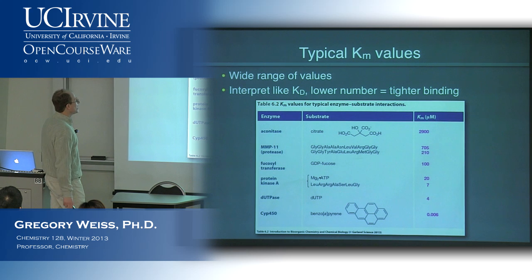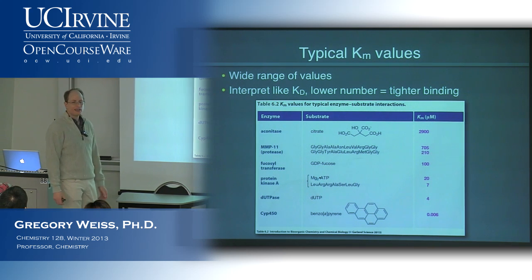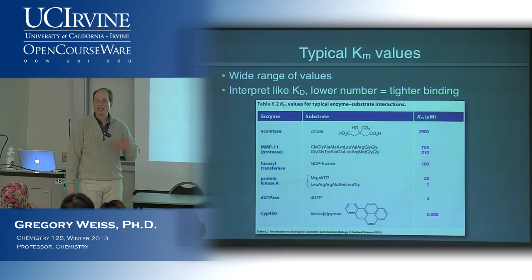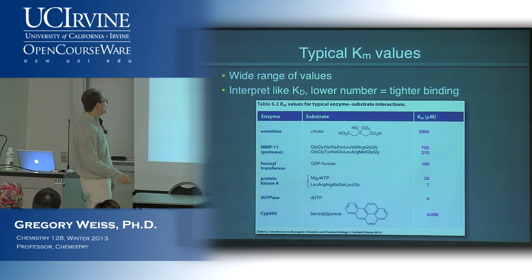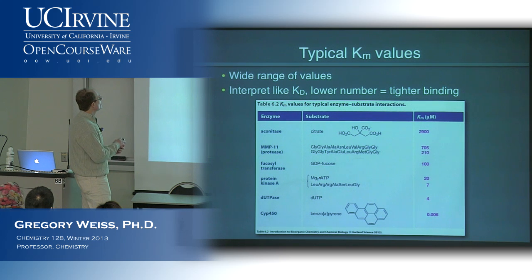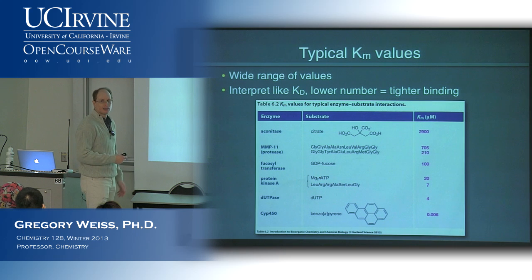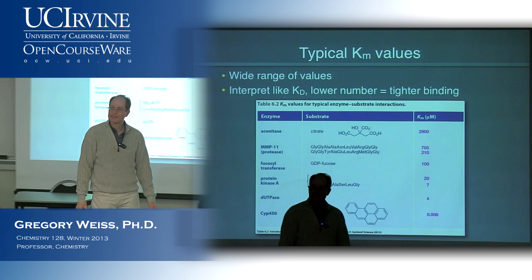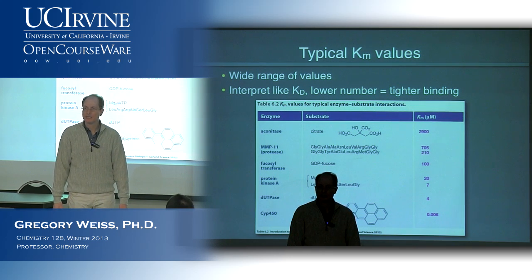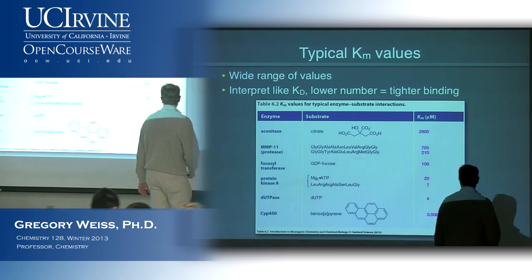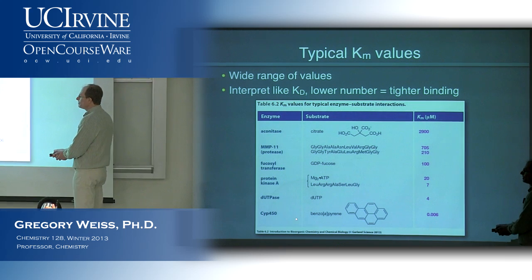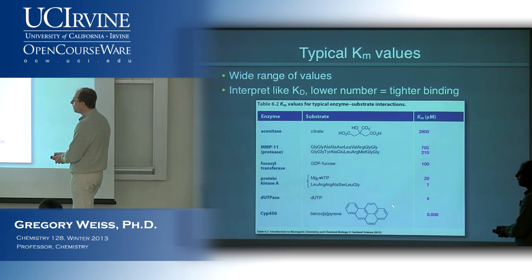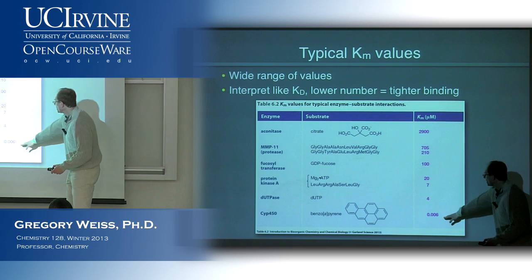Okay, let's take a look at some KMs. They range widely. There's a wide range of possible KMs for enzymes. And here are some numbers over here. Now, like the KD, a lower Km value means tighter binding. Totally analogous to the dissociation constant. In fact, it has a very similar connotation. So what this tells us, for example, is that this enzyme here, cytochrome P450, binds benzopyrene with very high affinity.